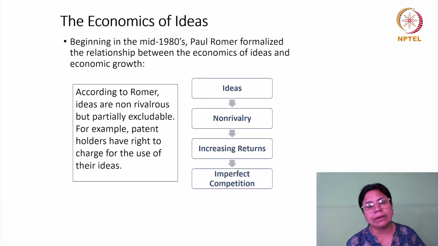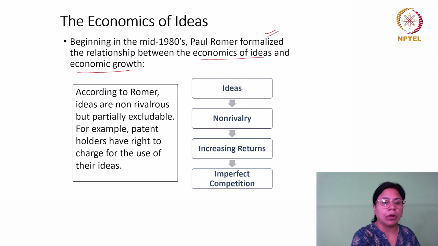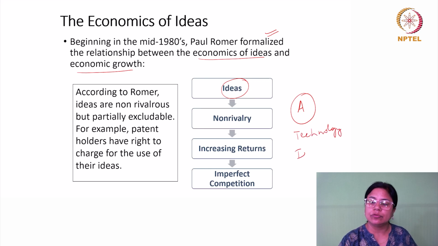Beginning in the mid-1980s, Professor Romer formalized a relationship between the economics of ideas and economic growth. Some of the key ideas that have come from his work effectively say that the A which we had in our model earlier, the technology, essentially comes from ideas, the newer ideas that translate your inputs into output.